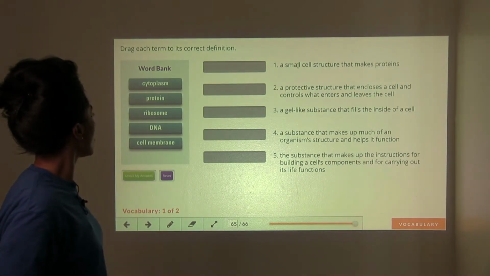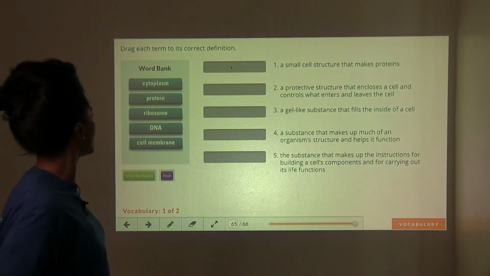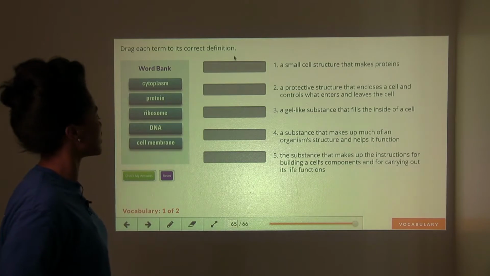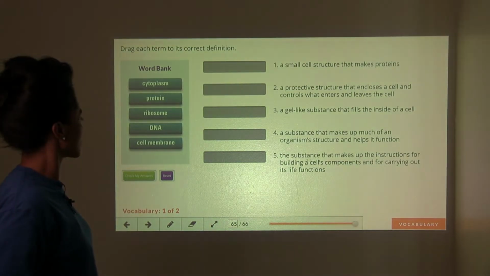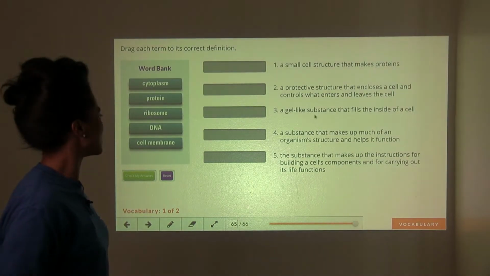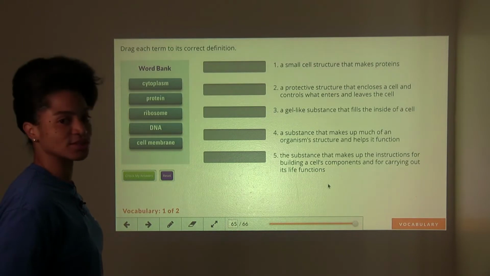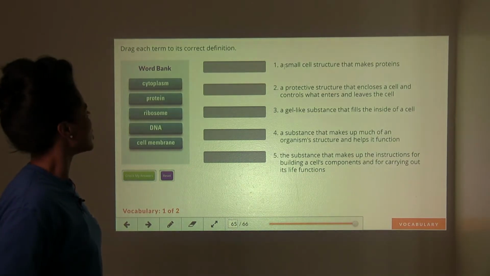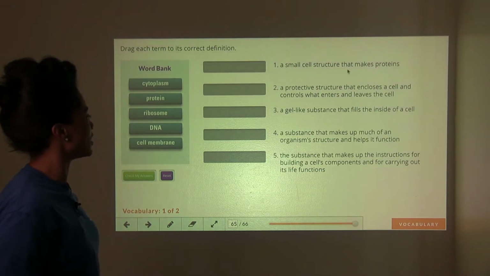All right, so here we're looking at a word bank and we're looking at some definitions. Drag each term to its correct definition. I want you to look at this for a sec. All right, these definitions should be familiar to you. So I want you to think about it and think of the word that would fit with each of these 5 definitions. All right. So number 1, it says a small cell structure that makes proteins. What do you think that would be?